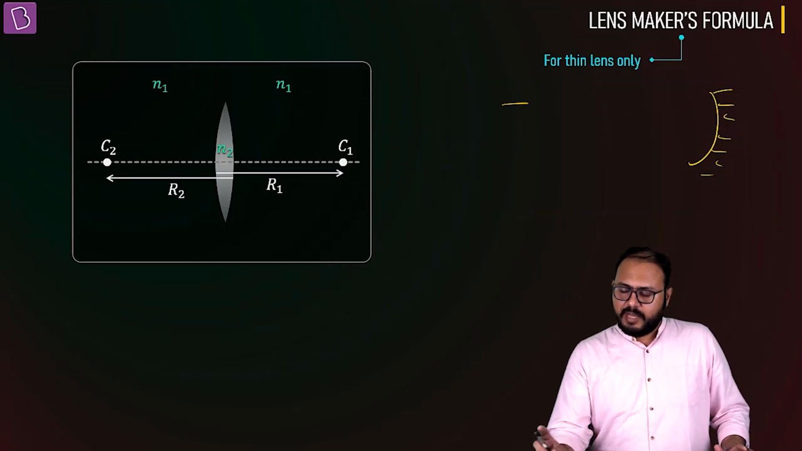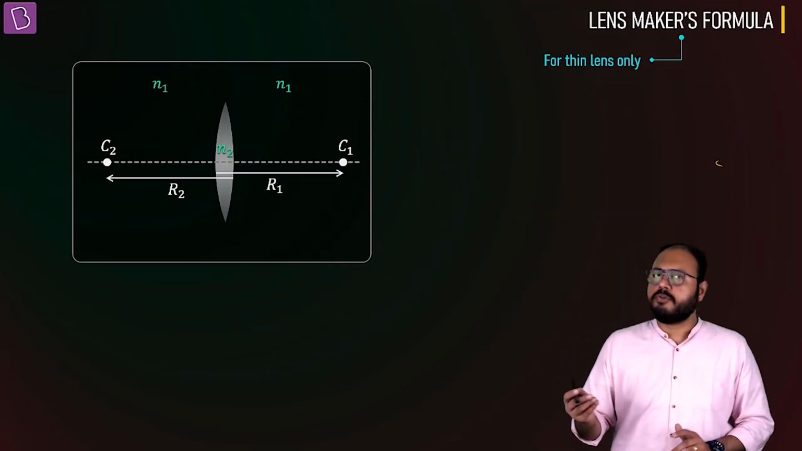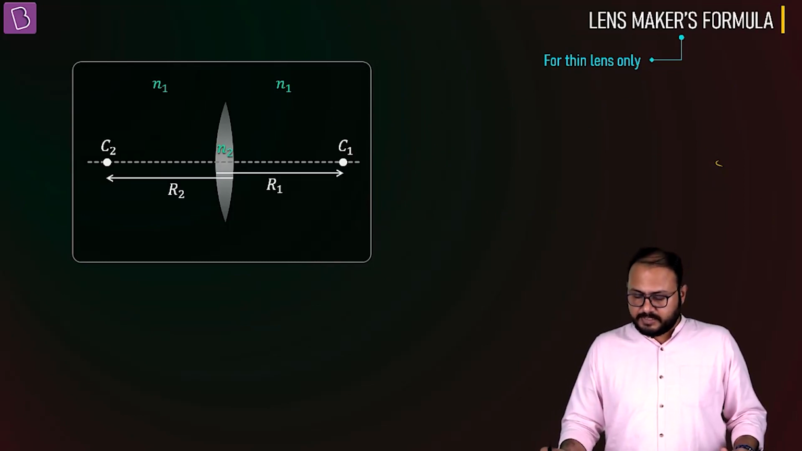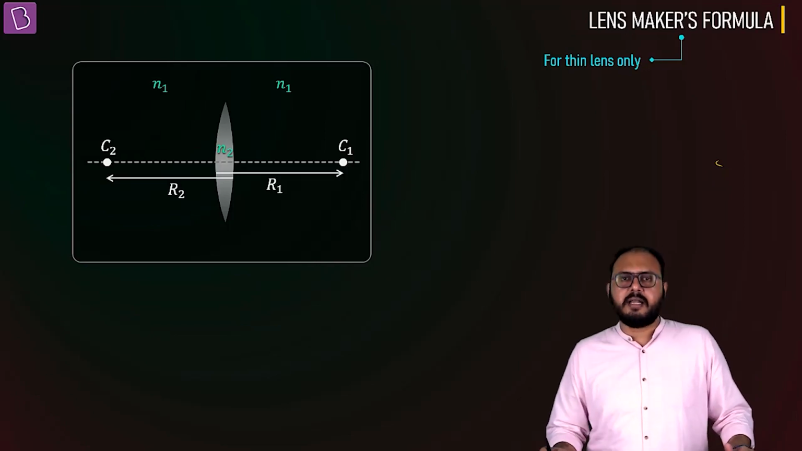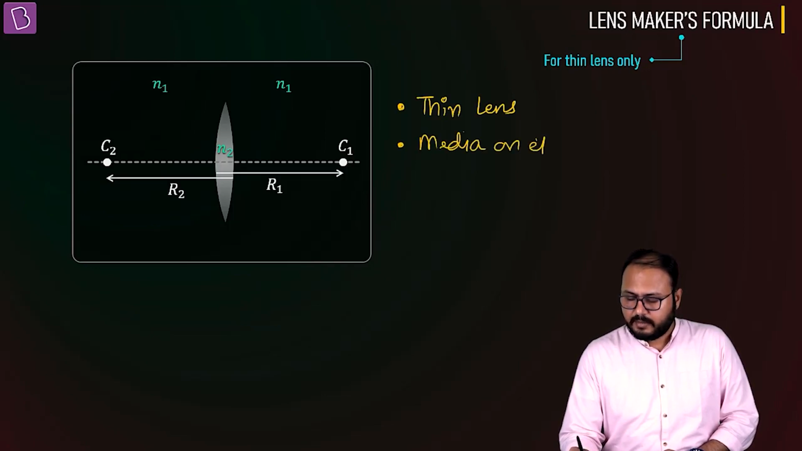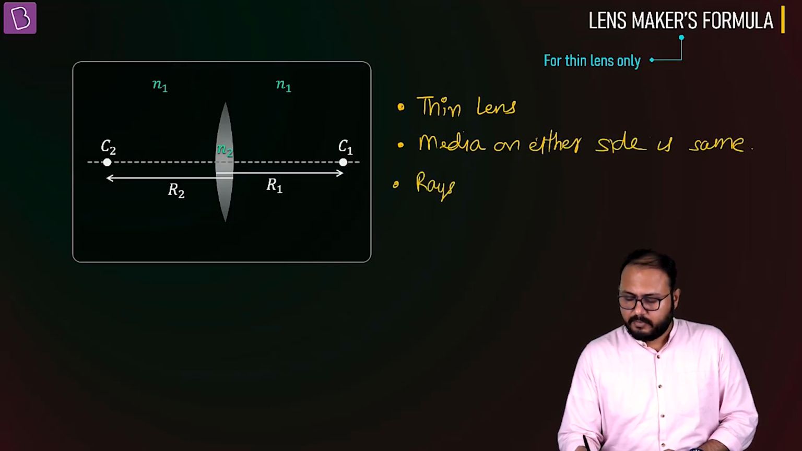So right now, you have a lens. And I told you, a lens is a lens provided three things are catered for. What are those three things? I'll write them again for you. First, thin lens. Second, media on either side is the same. Third, rays are paraxial.